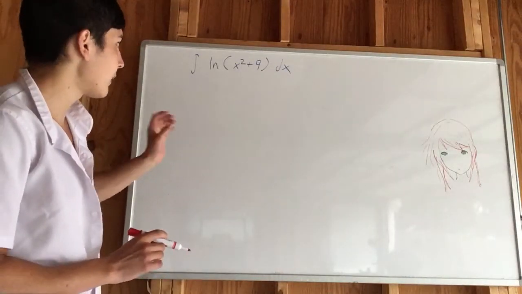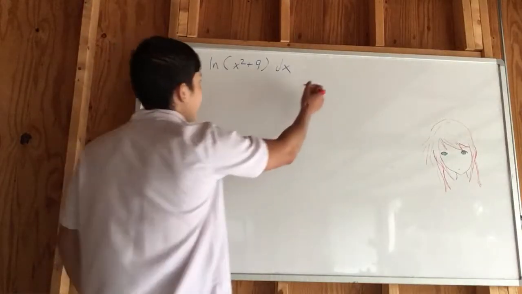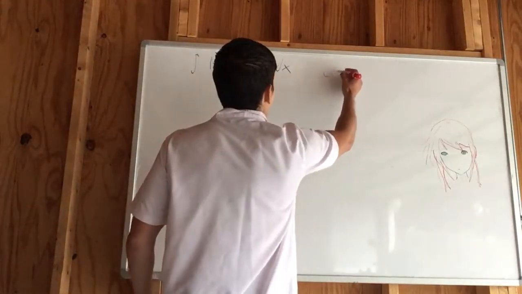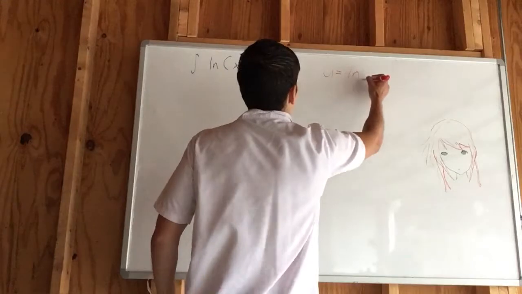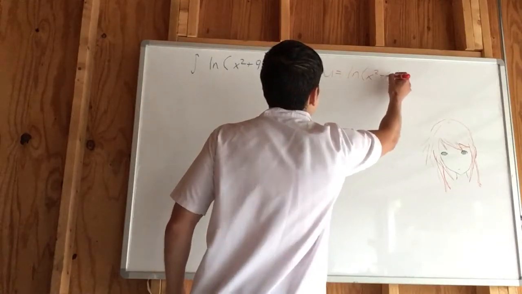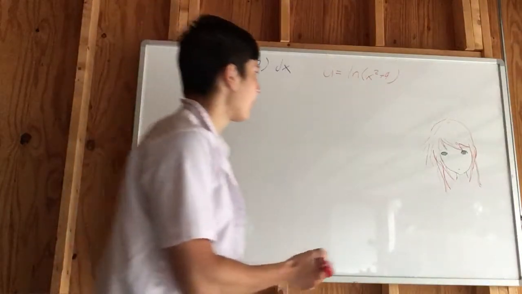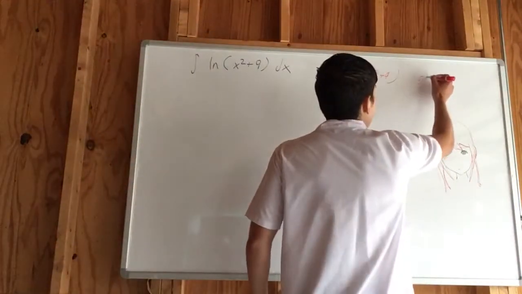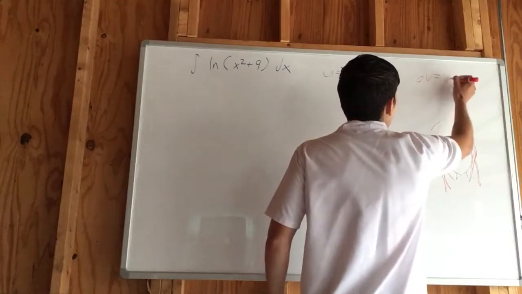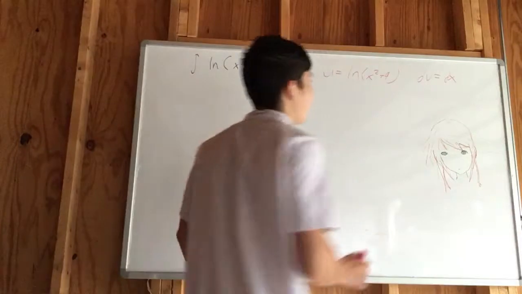So what do we let u be? We're going to let u be this entire thing. So u equals the natural log of x squared plus 9. And then we let dv be 1. dv equals dx, because you've got a 1 in there.